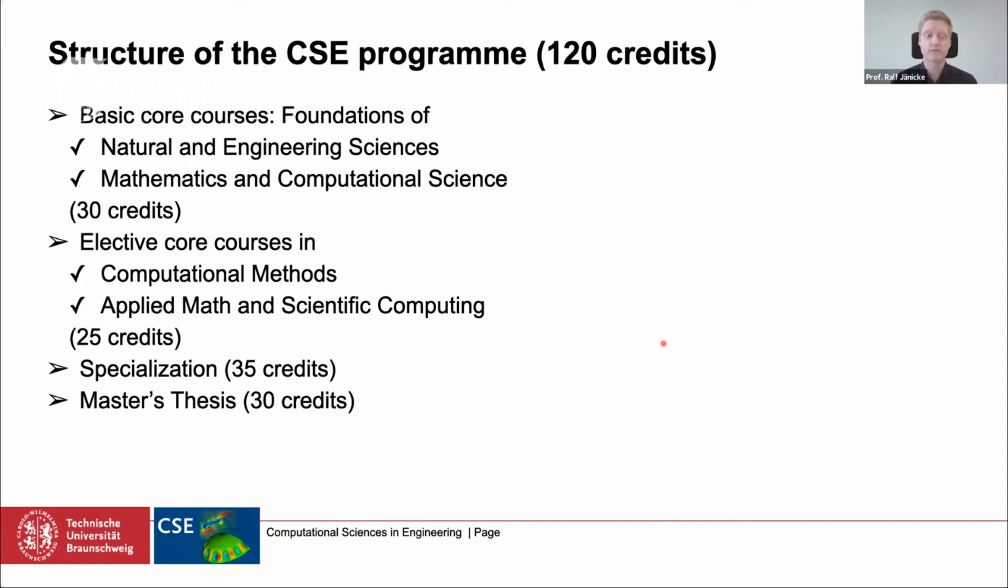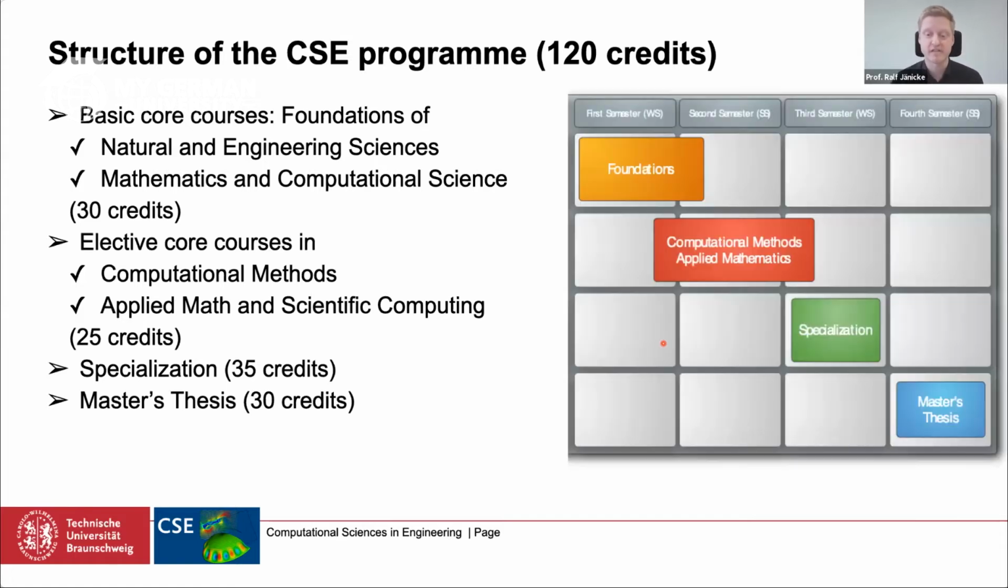The second block is about elective core courses, so a bit more freedom, obviously: computational methods and applied math, scientific computing, 25 credits. And then comes the most prominent block, even though it's printed small here, specialization, 35 credits, which consists of 2 parts. One is a project, and the second one, again, courses in a specialization area, and finally the master thesis. And this is how it distributes over the typically 4 terms at TU Braunschweig.